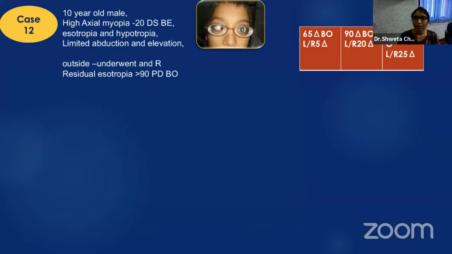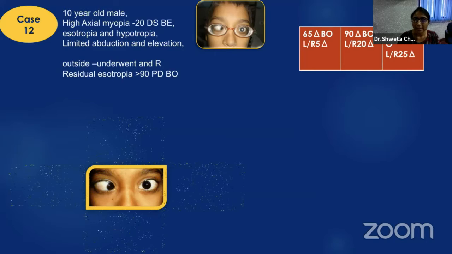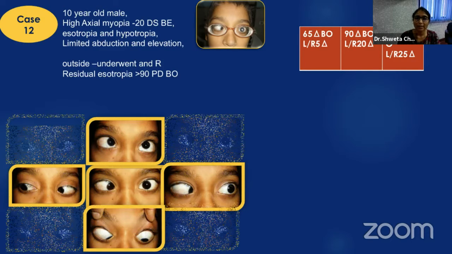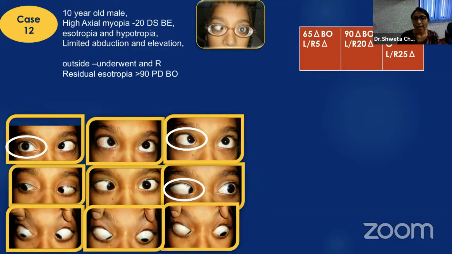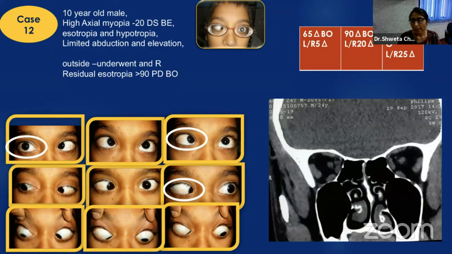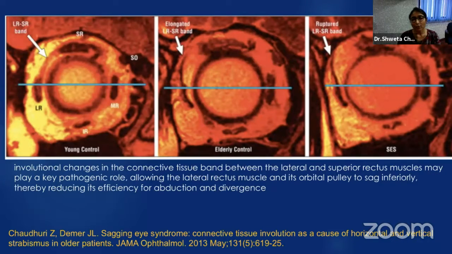Now, the role of imaging in pulley disorders. This 10-year-old boy presented with axial myopia of -20 diopters, with esotropia and hypotropia. There was limited abduction and elevation. MRI of the orbit revealed inferiorization of the lateral rectus and medialization of the superior rectus, confirming myopic strabismus fixus, in which there is involutional change in the connective tissue band between the lateral rectus and superior rectus, where it could be elongated or ruptured. This helps in knowing the pathology and planning accordingly, and loop myopexy can be done in such cases.